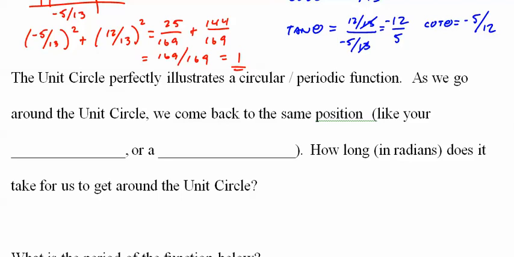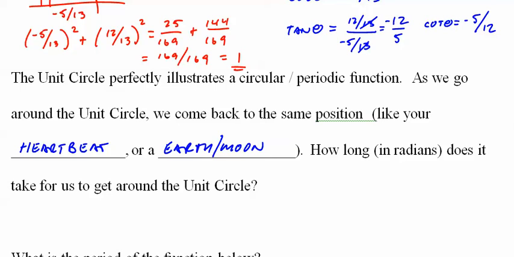Now, unit circle is a perfect example of a periodic function. A periodic function is something that repeats. Your heartbeat repeats. The earth goes around the sun. The earth rotates. The moon goes around the earth. These are all examples of repeating things. A pendulum goes back and forth and repeats. So the period would be, how long does it take before it repeats?